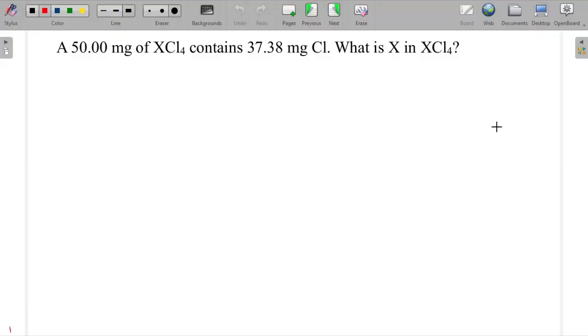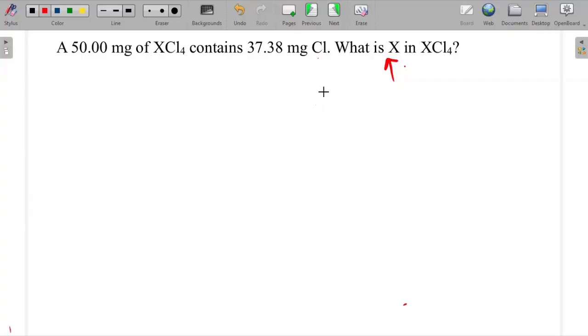All right, so let's look at this question. We'll be finding the identity of the element X in the given molecule. The question says a 50.00 milligram sample of X tetrachloride, read as tetrachloride because I have 4 chlorines, contains 37.38 milligrams of chlorine. What is X in this particular compound? So they want us to find the identity of that element.